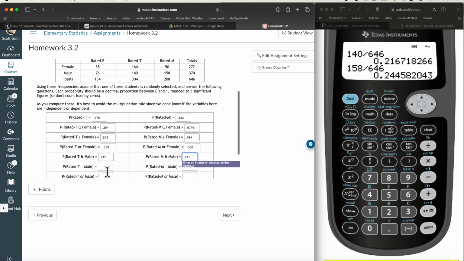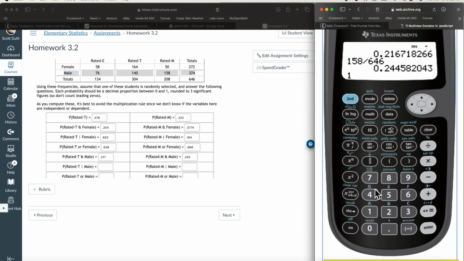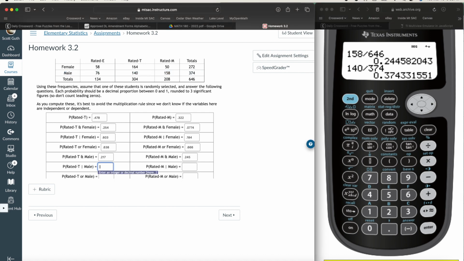I'm starting to run out of space, but here, rated teen, given that it's a male. So if we're only looking at the males, rated T, there were 140 out of 374. So over here, 140 divided by 374, enter. So that's 0.374 down here with the condition, 0.374.